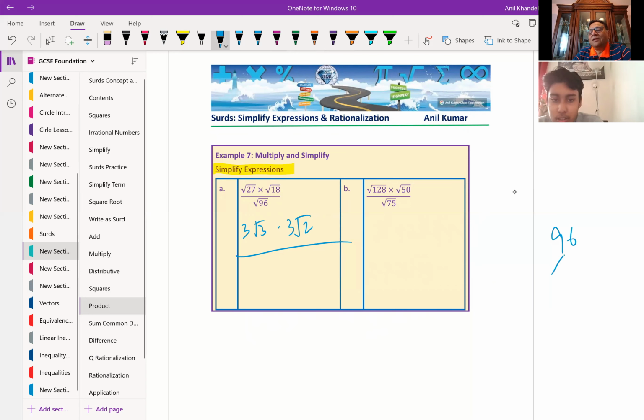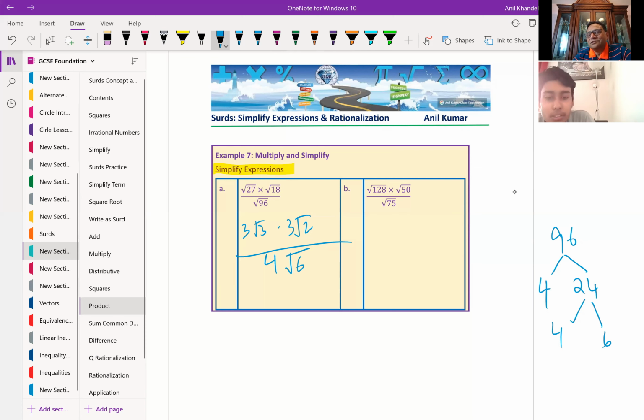So 96 would be 4 times 24. 4 times 2 is 8, 24, right? Yes, sir. So 4 times 24. Now, 24, does it have any perfect square within itself as is, right? No. You can have 4 times 6, right? So there are two 4s outside. So we'll get one of them out. Do you see that? Yeah, so then it'll be 2 and 2, 4 square root 6. Is that okay?